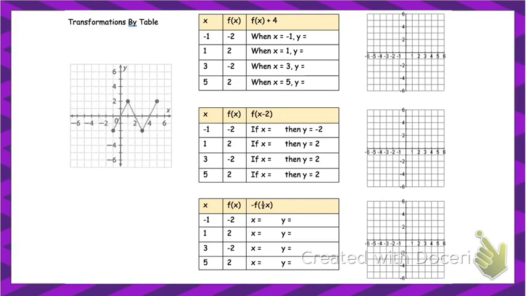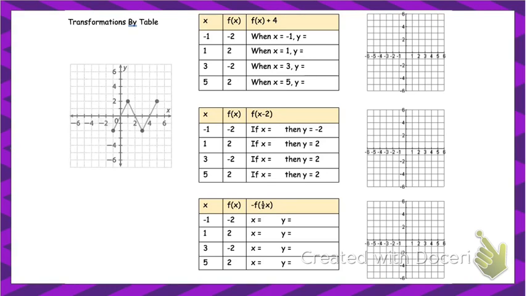So to start, we're going to use this graph here. And if you look, the points that are listed in this table are the points that are on that graph. So we are going to apply these transformations and see what this actually does to the points on the coordinates of that graph. The first transformation is f of x plus 4. Well, we know from that Desmos activity that that should shift our graph up 4.